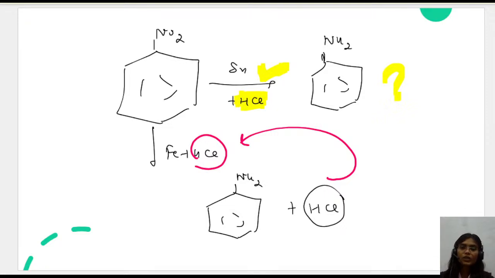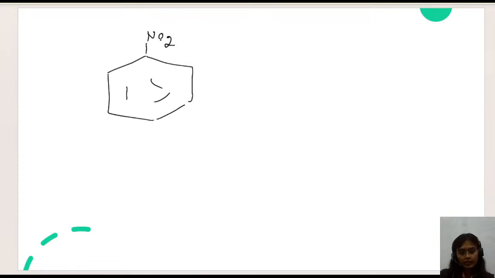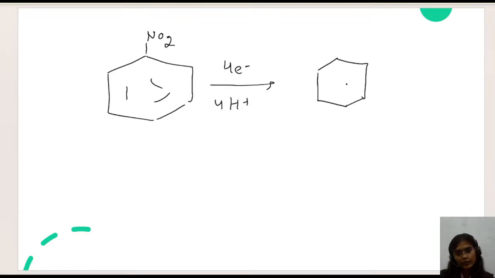Okay, let's go again. What we're discussing is the third one, the electrolytic one. Again, you have a nitro compound and it undergoes the reduction there. In this case, this is a nitro compound. If we go with electrolytic reduction, there are four electrons and 4H positive.